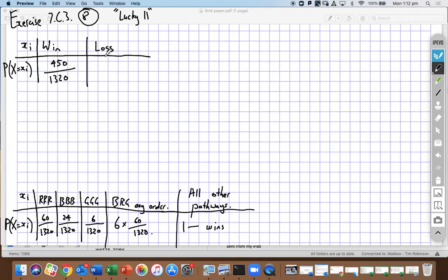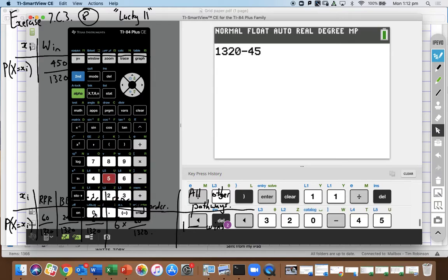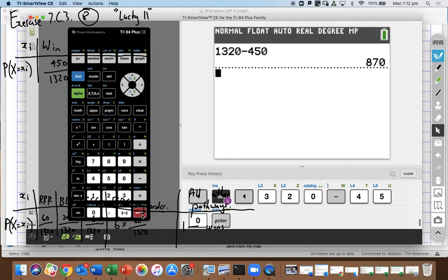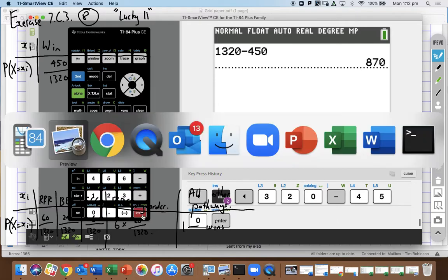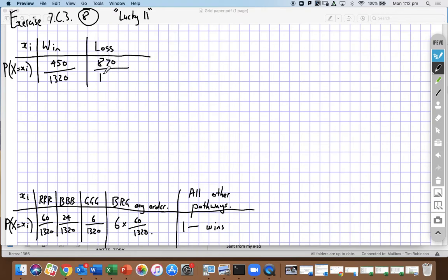And so I don't make a mistake, I think I'll go to a calculator for this one. 1,320 minus 450. So what do we got? 1,320 minus 450. There's 870 left. All right, so I'm just double checking my numbers. 870 out of 1,320.